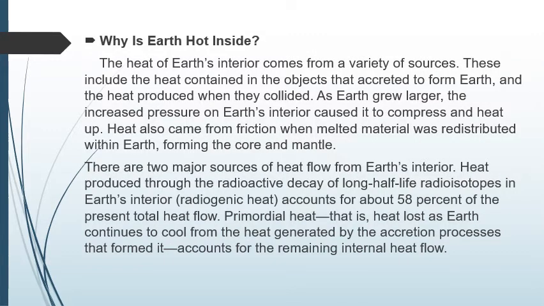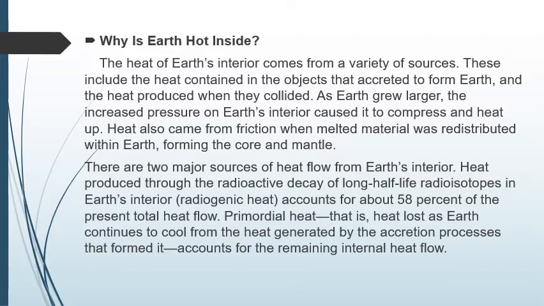Why is Earth hot inside? The heat of Earth's interior comes from a variety of sources. These include the heat contained in the objects that accreted to form Earth, and the heat produced when they collided. As Earth grew larger, the increased pressure in Earth's interior caused it to compress and heat up. Heat also came from friction when melted material was redistributed within Earth, forming the core and mantle.